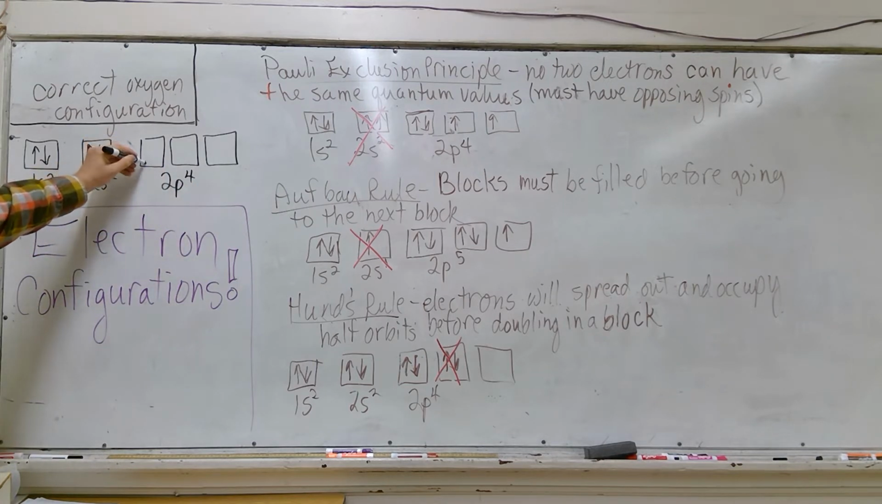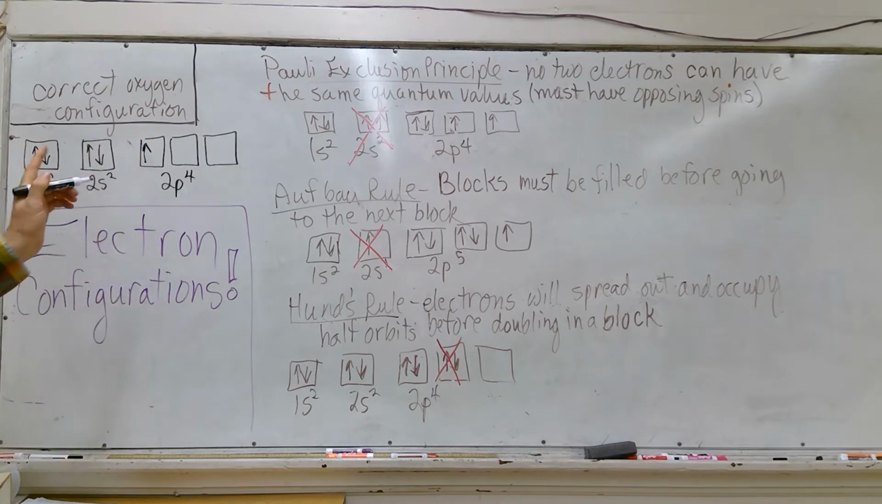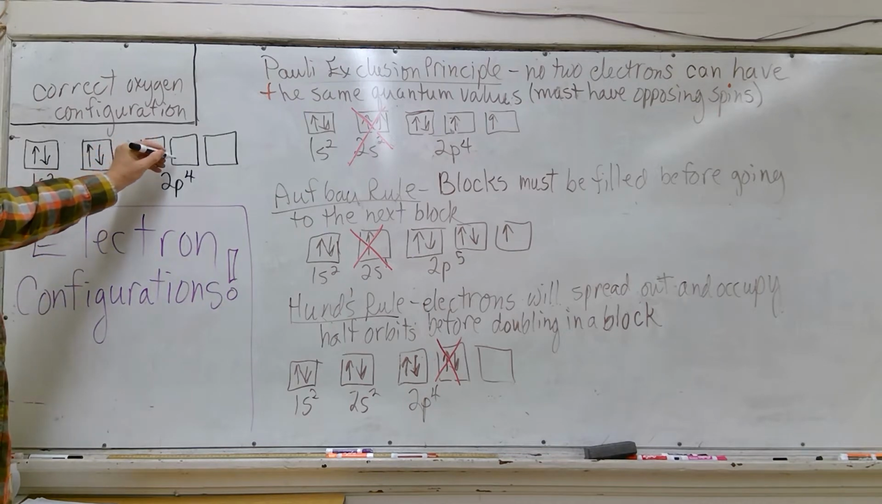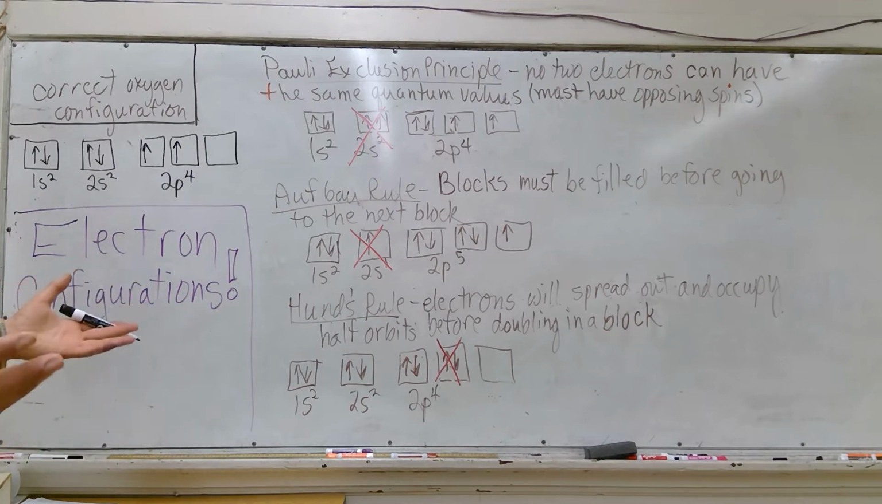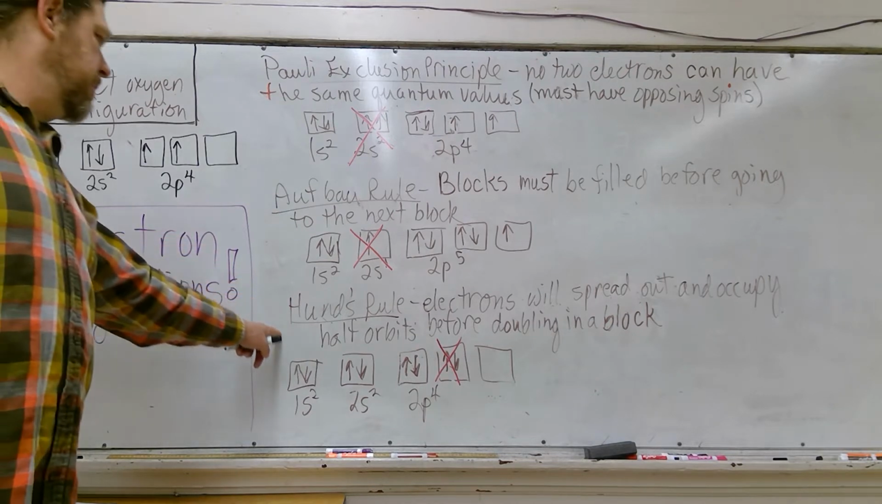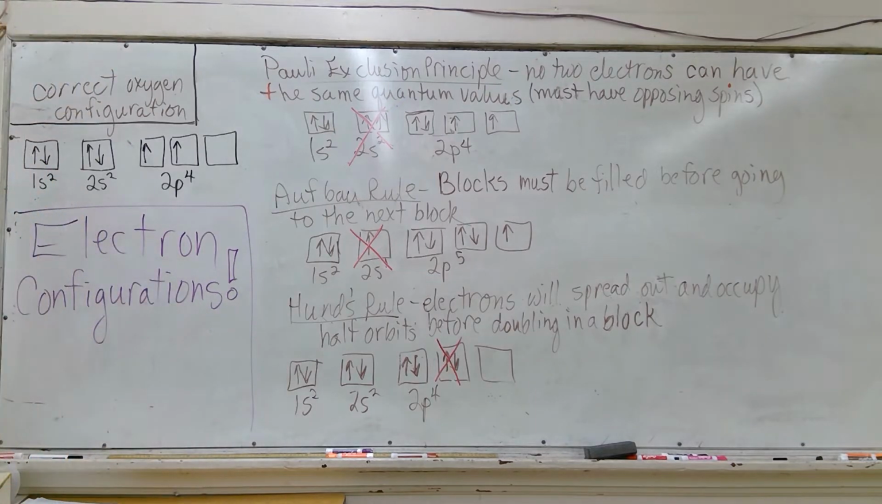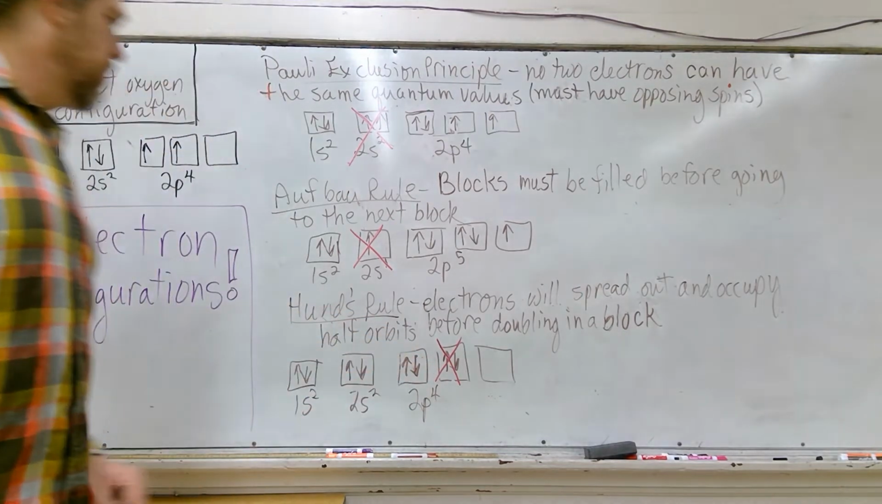So we start by putting an up arrow. By tradition, the up arrow goes first, not the down arrow. This would be boron. And then here we would half fill the next P orbital, which would be modeled as being roughly 90 degrees in orientation to the first P orbital, and that would be carbon. And we are doing this because Hund's rule tells us that electrons will spread out and occupy half orbitals before doubling in a block. So we would not start doubling yet.